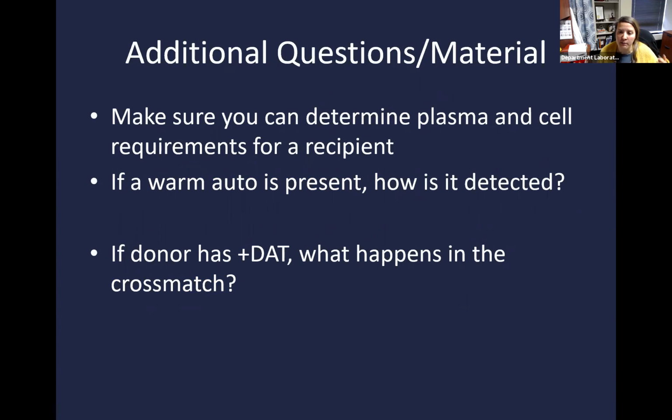Make sure you can determine plasma and cell requirements for a recipient. So if your patient is AB, make sure you are familiar with what type of blood products they can receive. For red cell components, AB patients are considered the universal recipients, so they can receive A, B, AB, and O. However, for plasma products, they should only receive AB plasma. Okay, so you have to think about where the antigen is and where the antibody is.